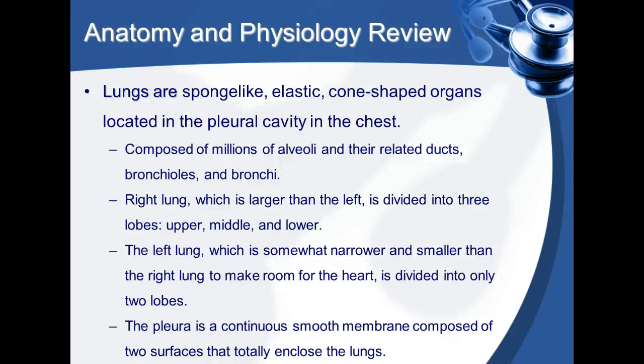For testing purposes, usually there is a question about the right lung, which is larger than the left and is divided into three lobes: upper, middle, and lower. The left lung, which is somewhat narrower and smaller than the right lung to make room for the heart, is divided into only two lobes. A lot of times there are test questions which distinguish the difference between the right lung and the left lung. The pleura is a continuous smooth membrane composed of two surfaces that totally enclose the lungs.